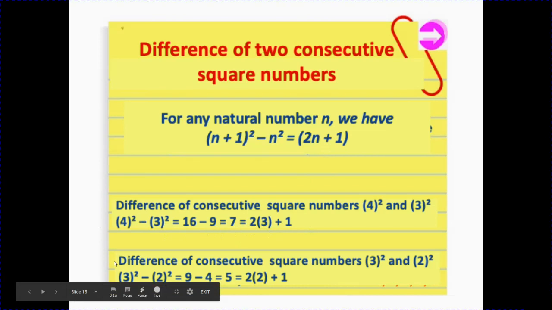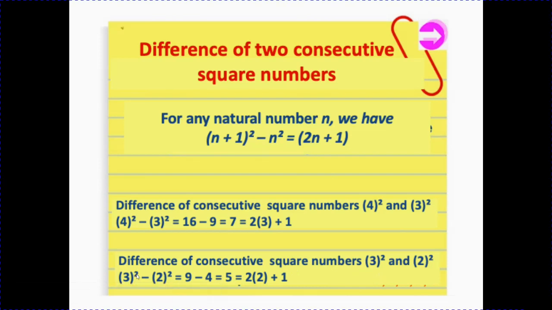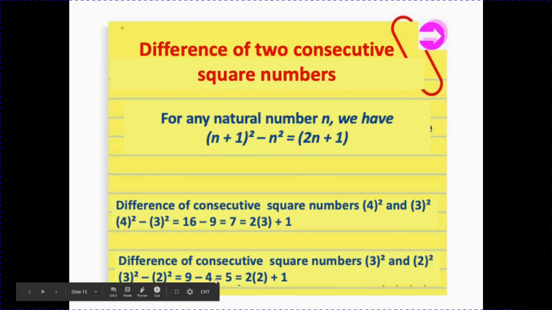Let's see another example. We're going to find the difference of the consecutive square numbers 3 to the power of 2 and 2 to the power of 2. First let's find the perfect squares: 3 times 3 is 9 and 2 times 2 is 4. Now we subtract them: 9 minus 4, which is 5. And we check 2n plus 1: 2 times 2 plus 1, which is 5. 5 equals 5.